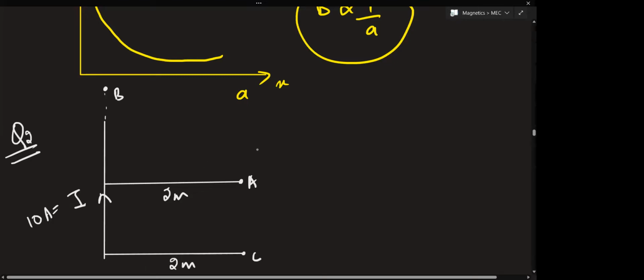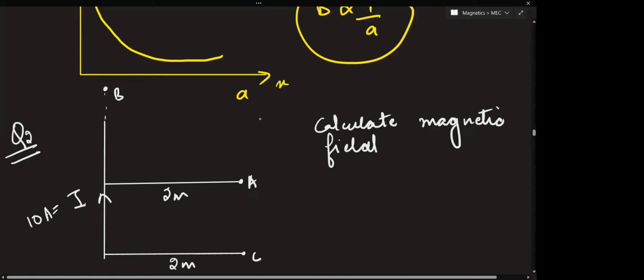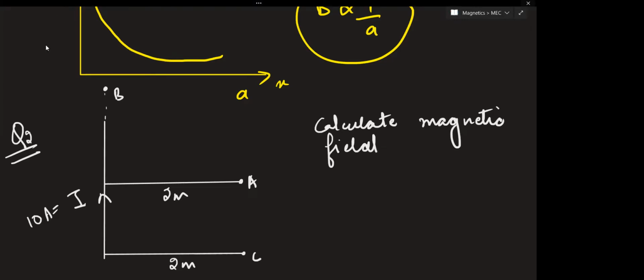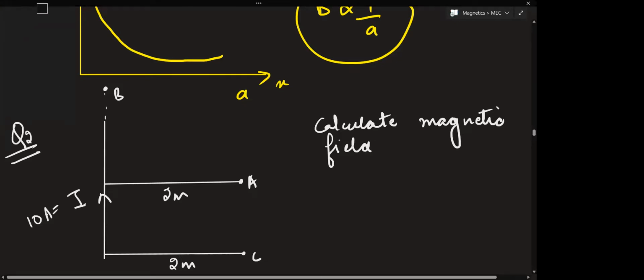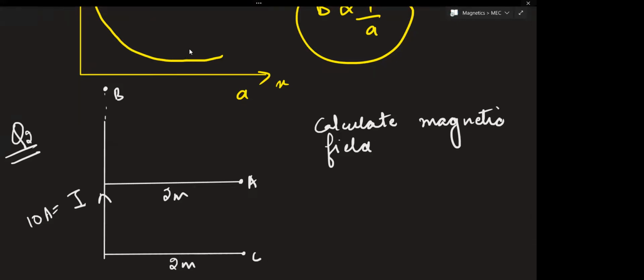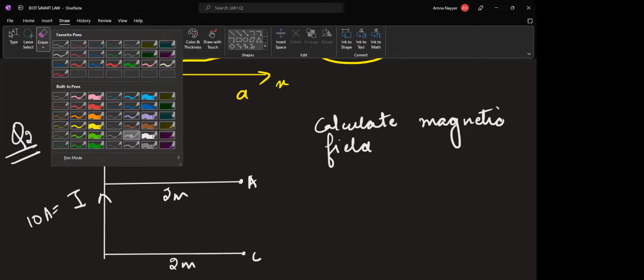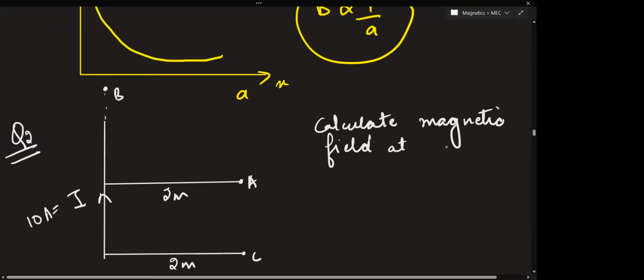Now see, you have to calculate the magnetic field at A, B, and C, which means all these 3 points. Now see, for A point, these are 3 separate questions. I have written them together.